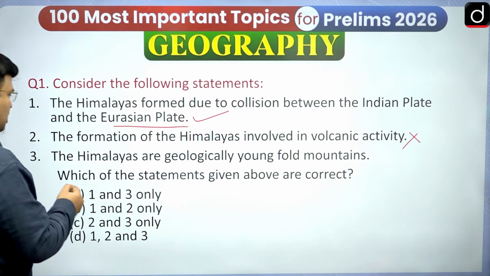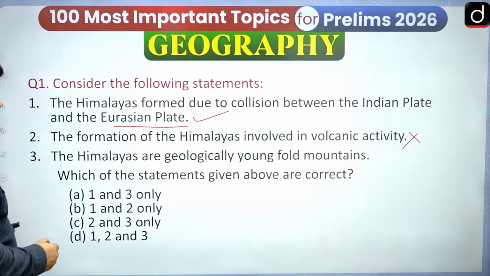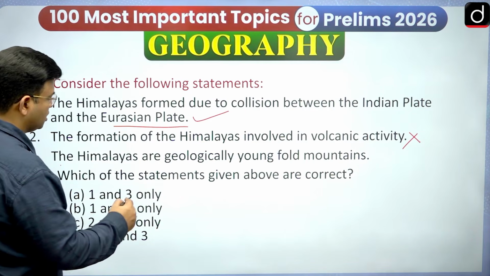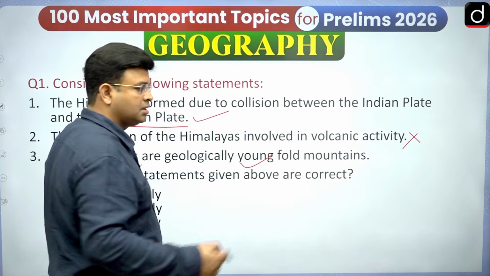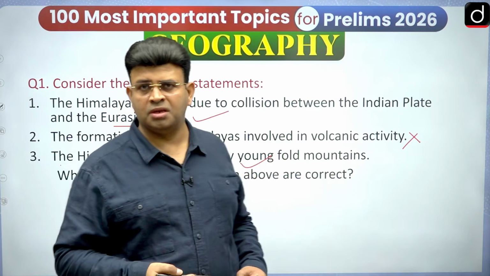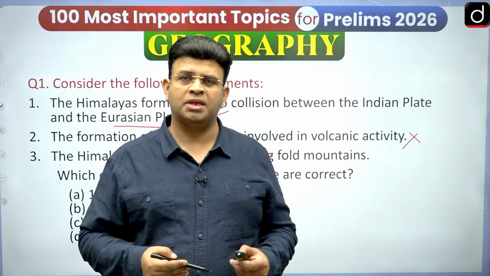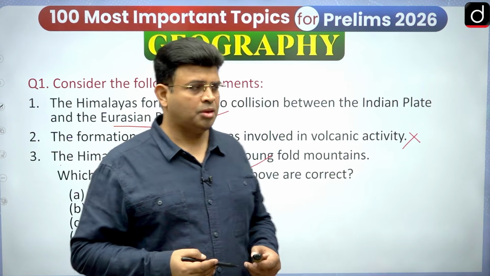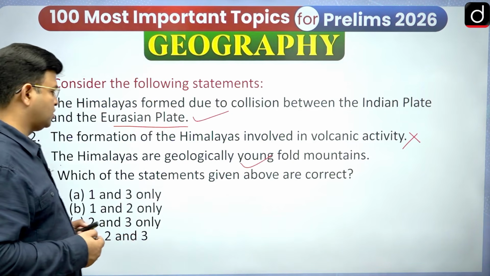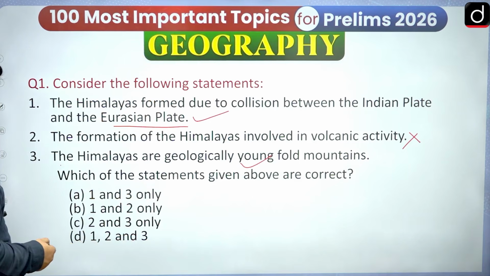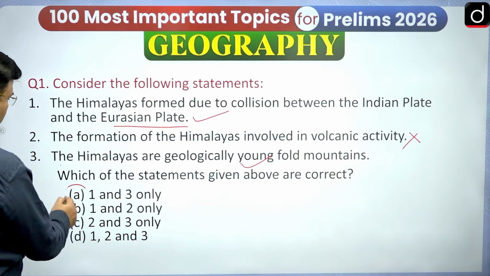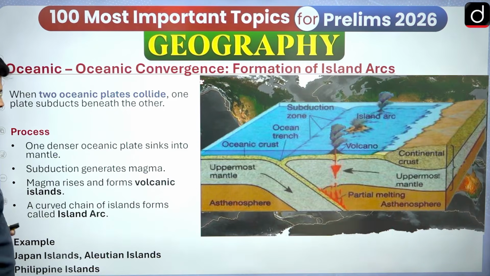And thereafter, the Himalayas are geologically young fold mountains. Yes, it is a young fold mountain. Like the Andes is a young fold mountain, the Rockies are young fold mountains, the Alps are young fold mountains, and similarly we can say that the Himalaya is a young fold mountain. It is an alpine mountain system. So we can say that 1 and 3 are correct. Option A, 1 and 3 only.